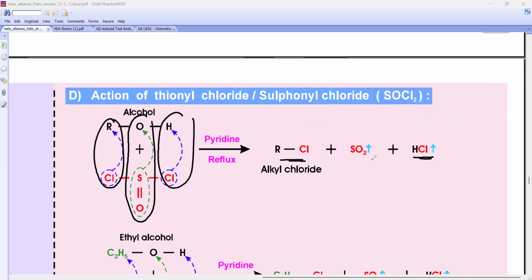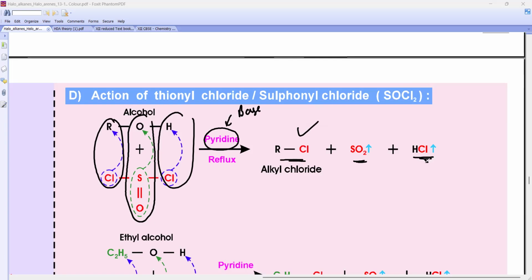So SO. But we are interested in this. Why have I used pyridine here? Pyridine is a base. In this reaction, HCl is formed, so pyridine will neutralize this HCl. Why is this the best method? Can you think of it?